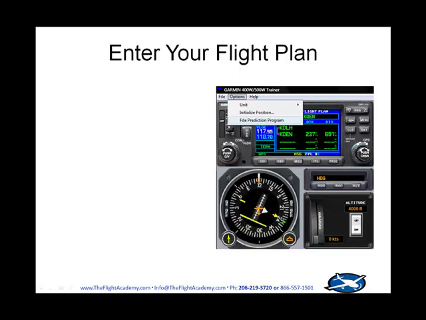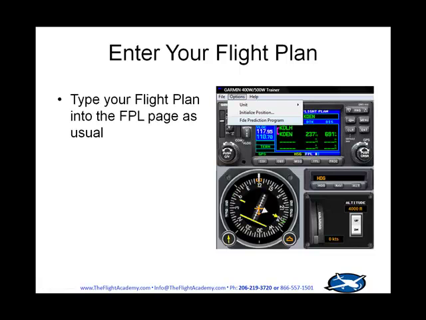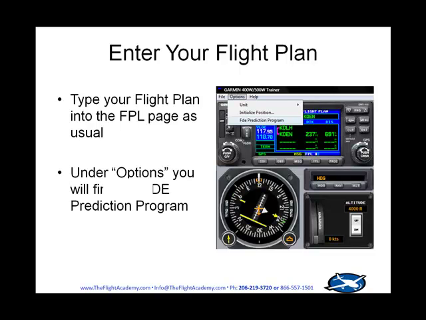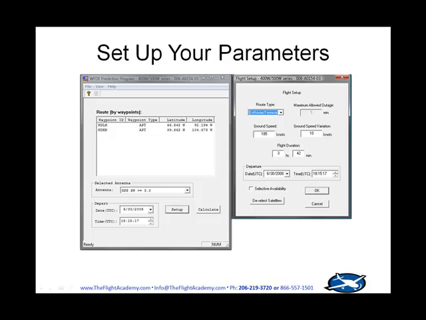In the Garmin Sim, enter your flight plan as normal. Make sure you put in the route exactly as you intend to fly it. Then once you've done that, go to the Options section on the toolbar and select FDE Prediction Program from the drop-down menu as shown in the picture on the right. You'll get a window that looks like the one on the left. Click Setup and you'll see a window pop up like the one on the right side of the screen. For route type, you'll want to select En route terminal.